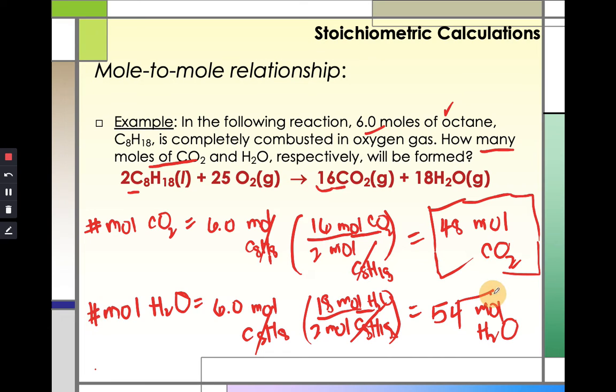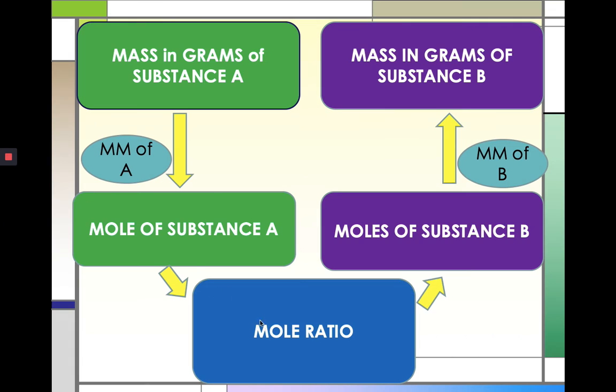Maybe take a few minutes to absorb what has happened here. What we used are the mole ratios between the given and the asked compound. That is for mole to mole conversion. If you remember, what we did was use the moles of substance A, cancel the number of moles of substance A by using the mole ratio, so that we end up with the moles of substance B.